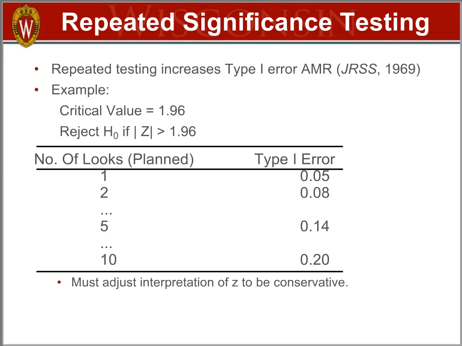If you look twice, that type 1 error or false positive error would occur with probability of 0.08. 5 interim analyses, which would be quite typical, would increase to 0.14. And 10 analyses would increase to 0.20. That is, the more you look at the data, the greater the chance of finding something just by chance. So we have to be careful in interpretation of these interim results.